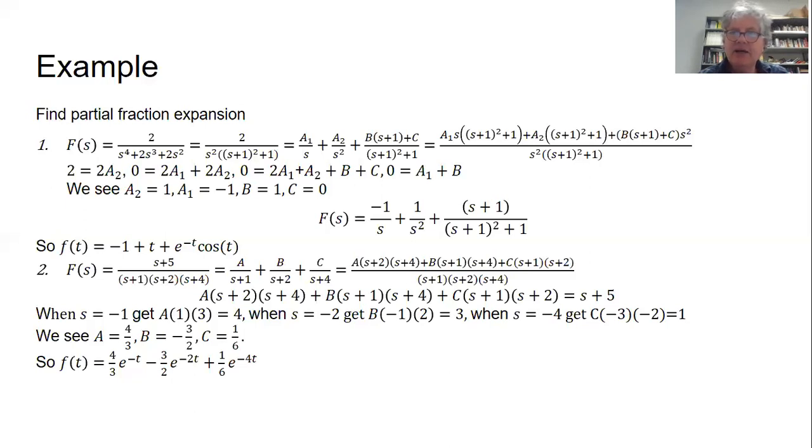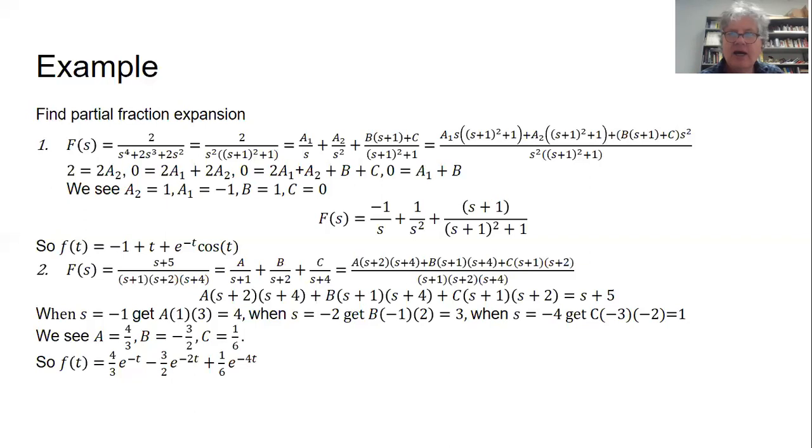Here's a much more standard one that you've probably seen. You did things probably like this when you did Calc 2, when you did integration. So we've got s plus 5 divided by 3 linear factors, right? So we write it out as a coefficient divided by each linear factor, put it together again, and you see that it has a nice form. And so that means the numerators must be equal.